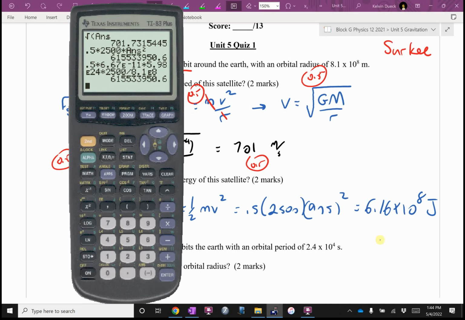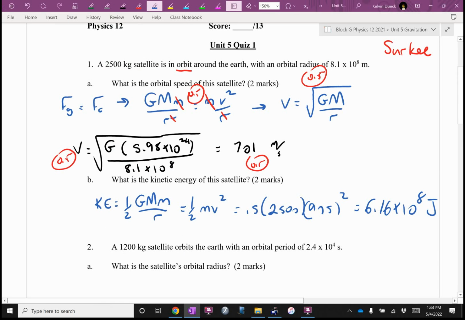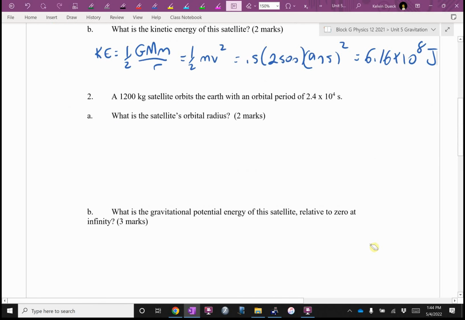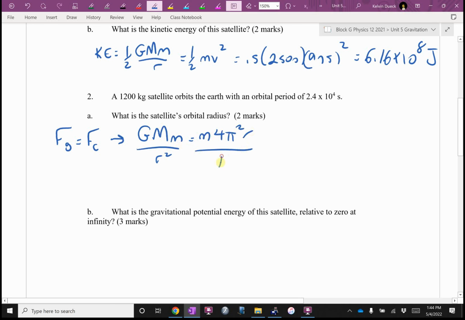Which one's shorter? Depends on which approach I've gone so far. Satellite orbits the Earth with an orbital period. Orbits, orbits, orbits. They want orbital radius. Gravity is what's pulling me in a circle. Big G, big M, little m over r squared equals m 4 pi squared r over t squared. Does an r cancel here? No. In fact, I'm going to get an r cubed.